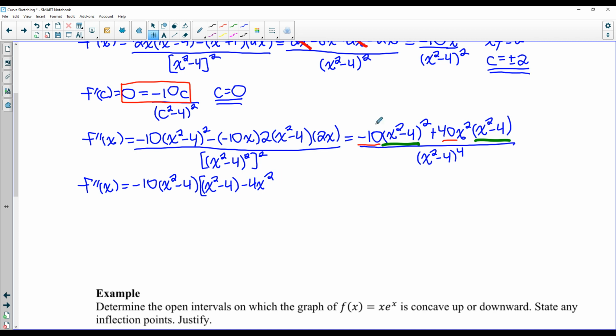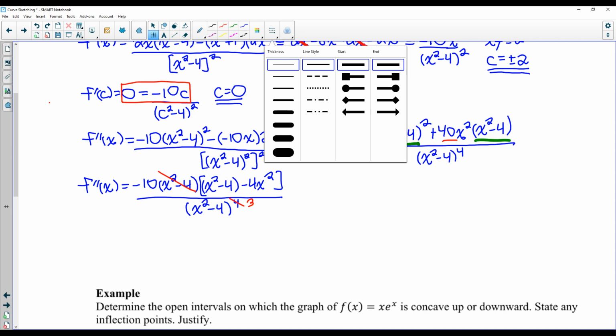And then that's all that's left there because we've pulled out the x squared minus 4. And then we divide this all by x squared minus 4 all to the power of 4. Okay, and now I can cross some things off here. So this x squared minus 4 on the top can cancel, get rid of one of those exponents.